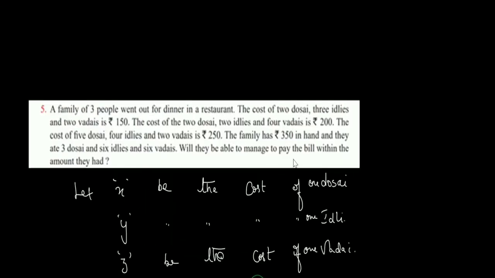So if the family has 350 in hand and they buy 3 dosai, 6 idlis and 6 vadais, will they be able to pay the bill? Yes. This cost is coming to 330 only. This cost is 330 rupees. That means they can pay the bill because they have 350 in hand. So they can pay the bill.